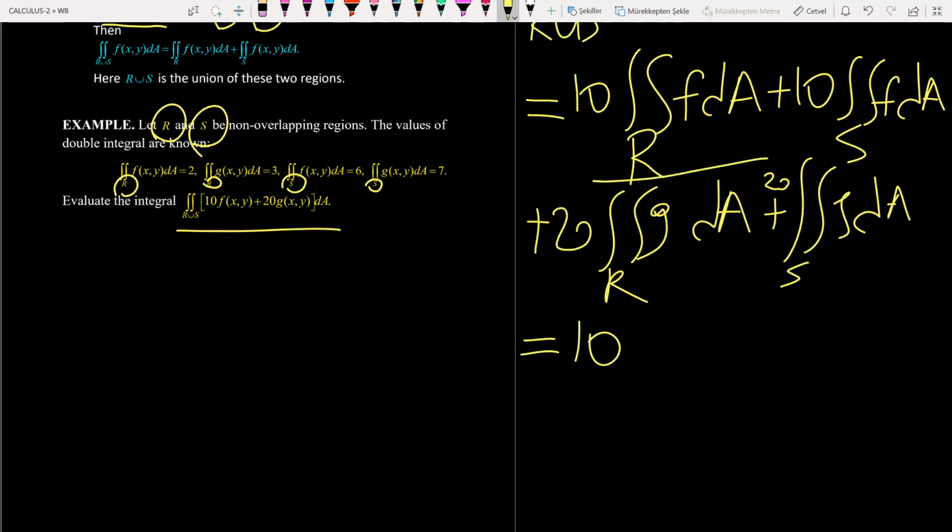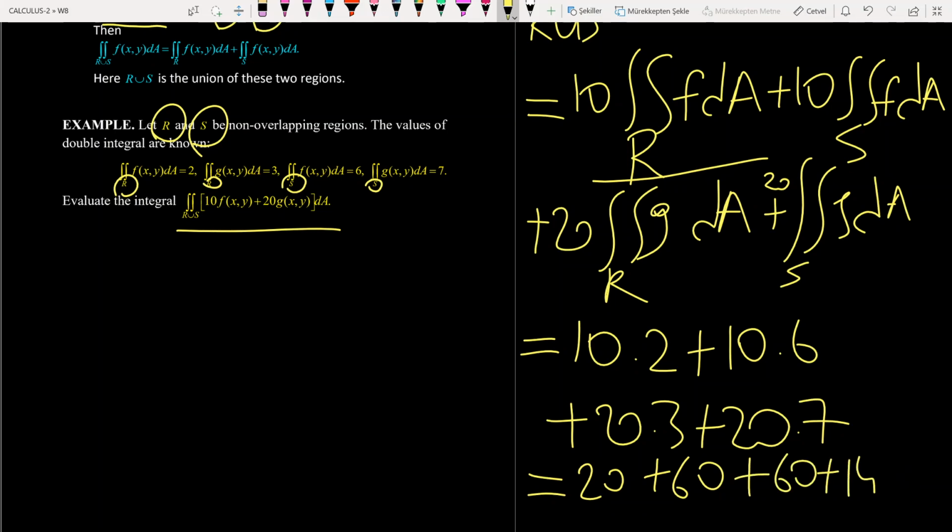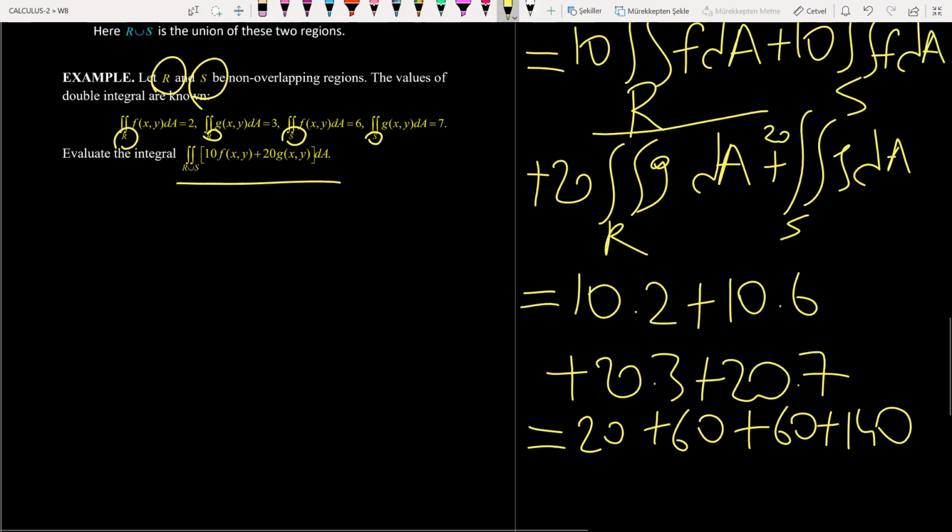Let's use them. Double integral of f on R is 2. Double integral of f on S is 6 by the question again, plus double integral of g on R is 3. Double integral of g on S is 7. If you add all the numbers, you will have this. This is 260, the answer.